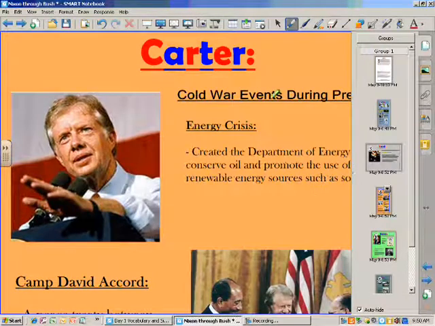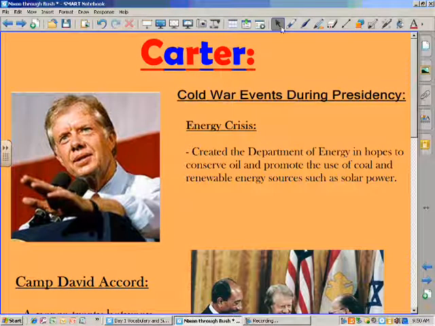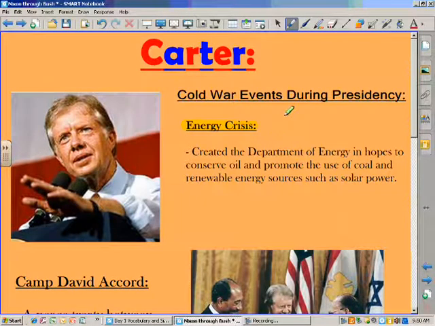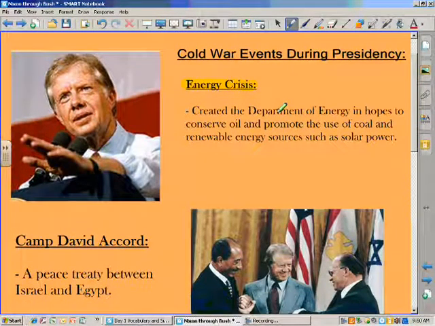So after Ford, there was Jimmy Carter. And Jimmy Carter, during his presidency, had to deal with the energy crisis during the Cold War. He created the Department of Energy in hopes to conserve oil and promote the use of coal and renewable energy sources such as solar power.